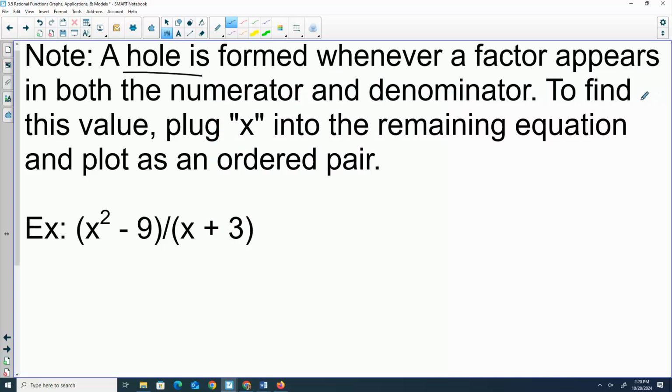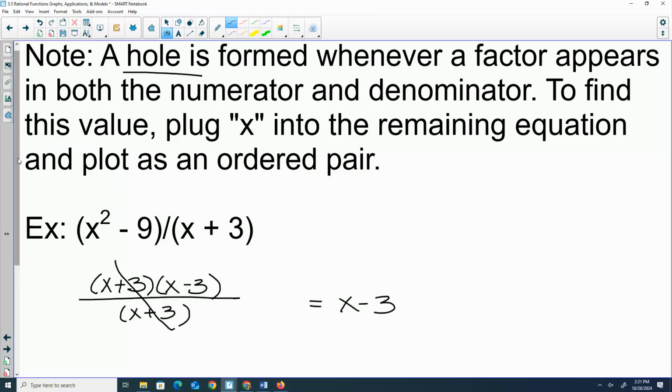A hole is formed whenever a factor appears in both the numerator and denominator. If I gave you x squared minus 9 over x plus 3, we can reduce this. X squared minus 9 factors into x plus 3 times x minus 3. And we have x plus 3 on the bottom. What happens here? Those cancel and we have x minus 3.